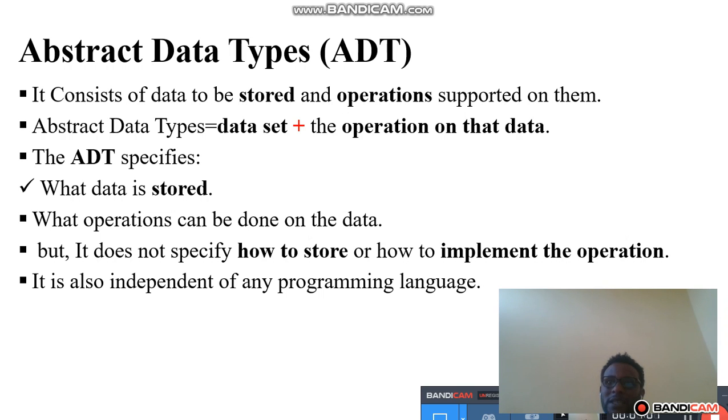So, abstract data type consists of the data sets and the operations on that data. After you identify the data, what are the operations which are performed on that? ADT specifies what data is stored and what operations can be done on that data. After you identify the data which are stored on the ADT, what are the operations can be done on that data. So you should specify those on the abstract data type or ADT.